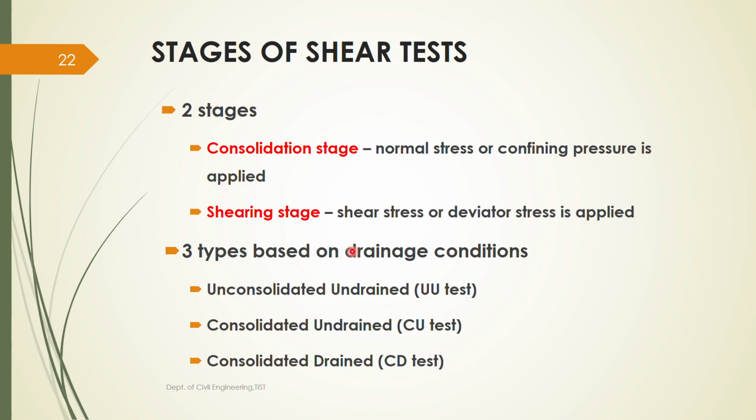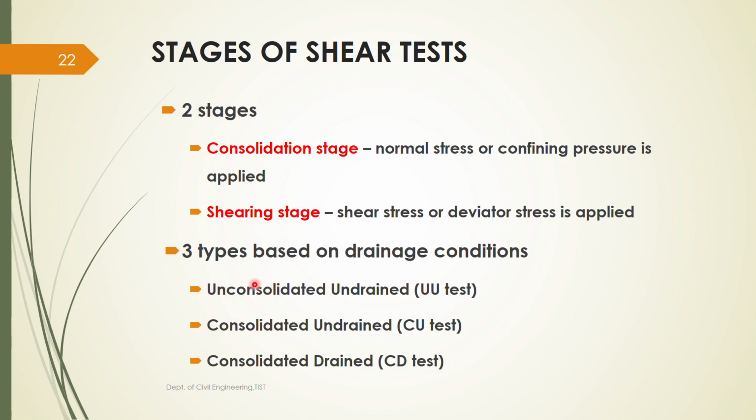Okay, now based on the drainage conditions provided in these two stages, we have three types of shear test. One is unconsolidated undrained, then consolidated undrained and consolidated drained. Okay, so you can see that there are two words. First word corresponds to the drainage condition in the first stage, that is consolidation stage. Here in this stage, consolidation will occur only when drainage is allowed, then only water can go out. So if in the consolidation stage, drainage is allowed, then the first term will be consolidated.